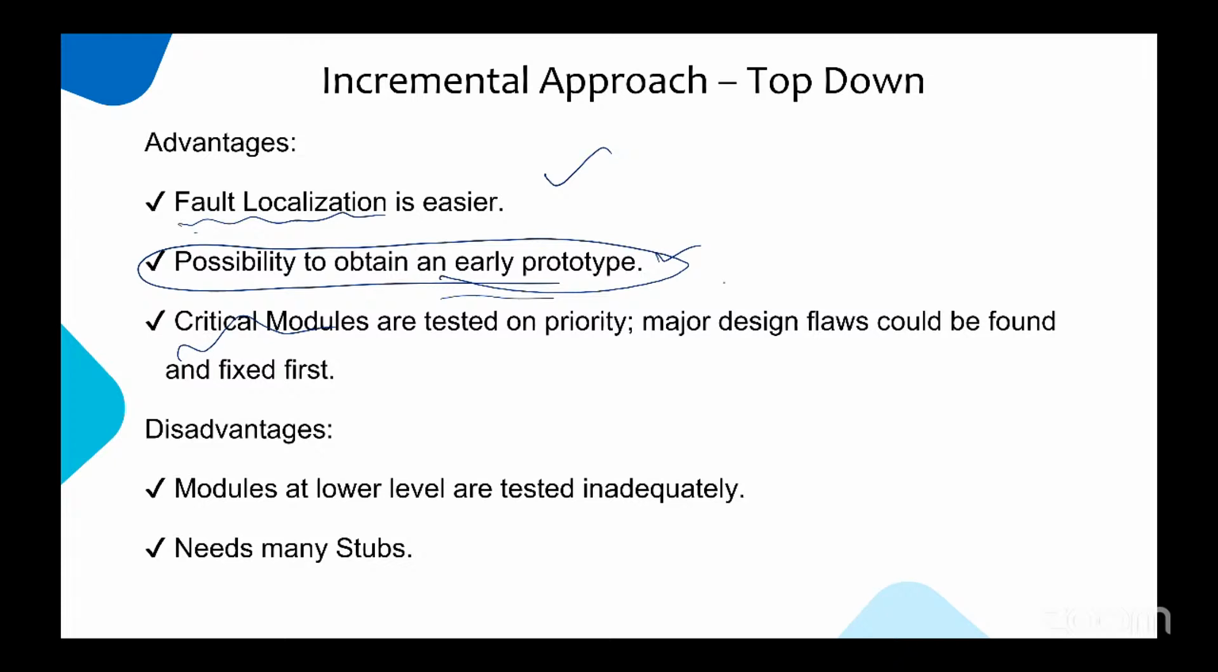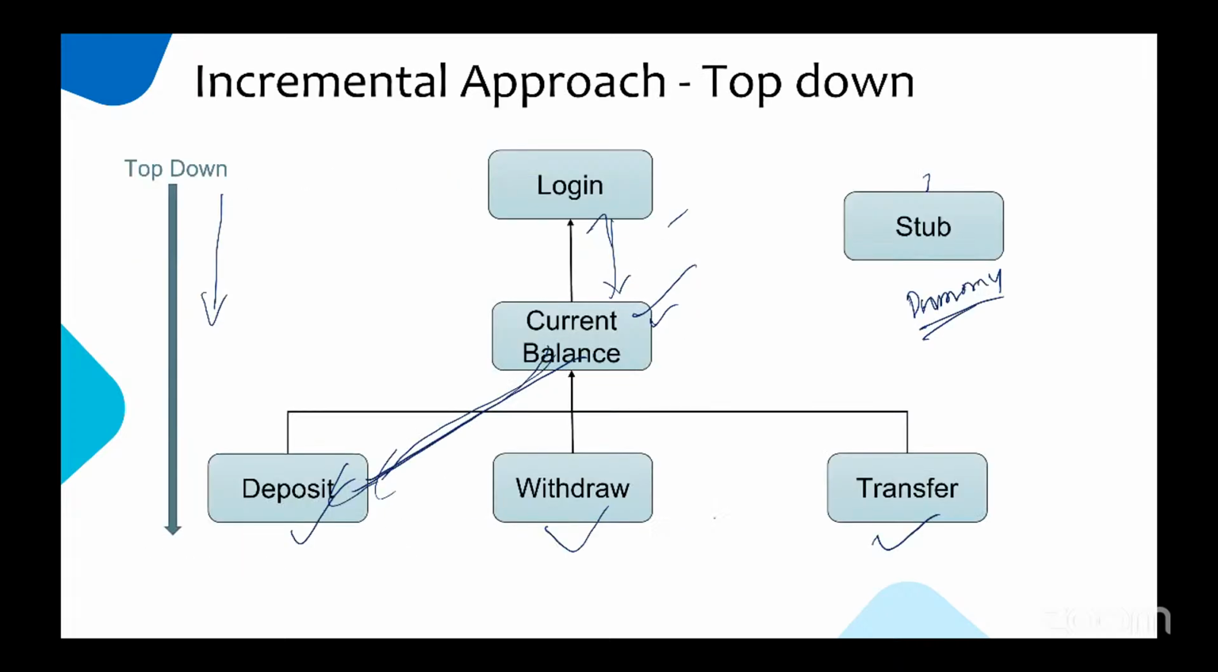But the drawback is again, what if the critical modules are at the lower level, see, lower levels are tested inadequately and need many steps. So I'm just showing a simplest diagram. Suppose if we have 50 steps, you have 50 to 60 modules in the bottom. 60 module classes you have to create and do the setup. See, that itself will take 2 to 3 days. So this will again consume time, unnecessary headache for the development team. So this is a drawback.